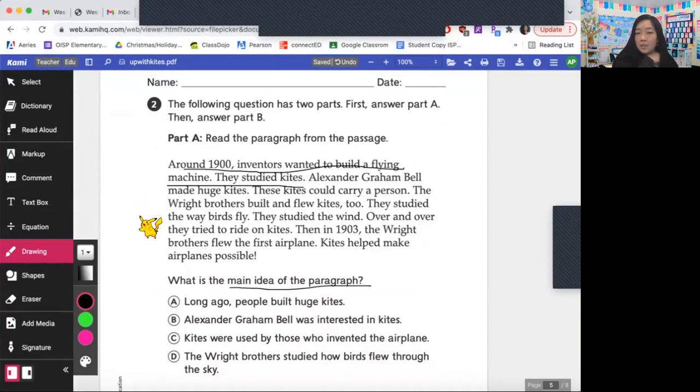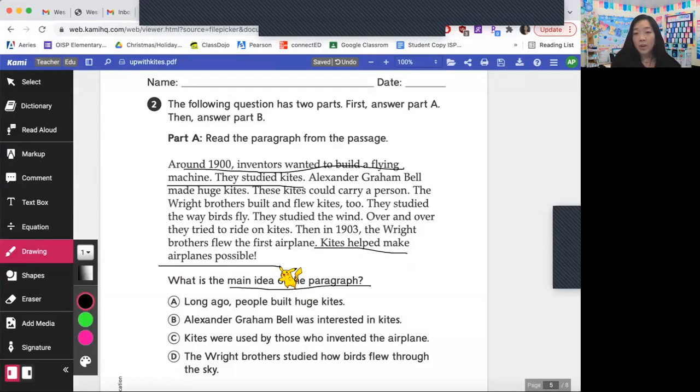They studied kites. Alexander Graham Bell made huge kites. These kites could carry a person. The Wright brothers built and flew kites too. They studied the way birds fly. They studied the wind. Over and over, they tried to ride on kites. Then in 1903, the Wright brothers flew the first airplane. Kites helped make airplanes possible. Ooh, I think that's going to be important.